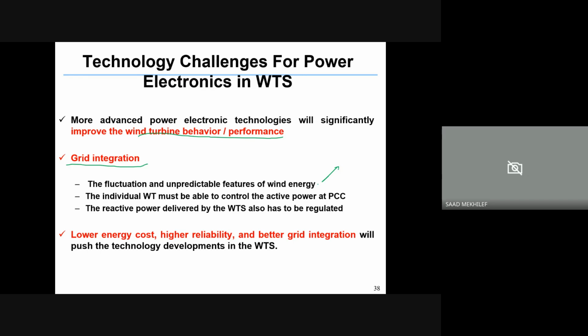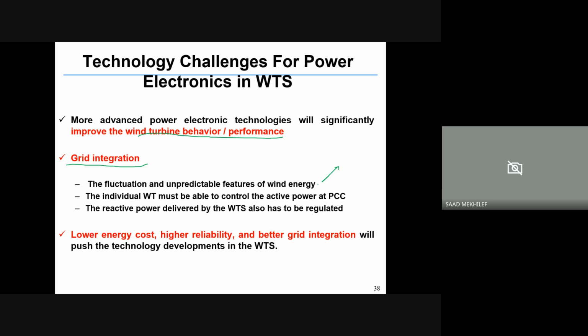The individual wind turbines must be able to control the active power at the PCC, the point of common coupling. That's also for grid integration. The reactive power delivered by the wind turbine also has to be regulated. This all ensures grid stability and good integration for the system.